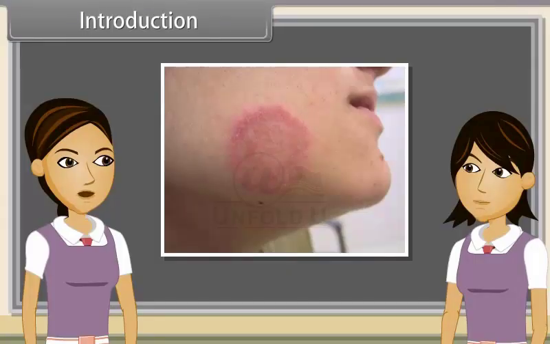Just being free from disease does not mean that you are completely healthy. What do you mean? Health and disease are interrelated, but there are other factors that determine the health of a person. Let me explain this to you in detail.